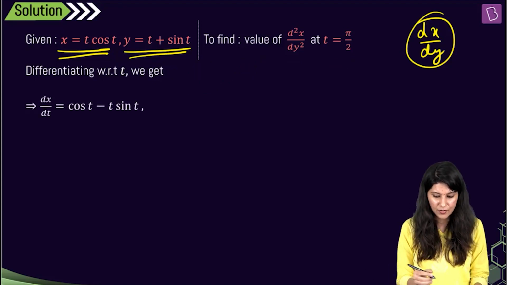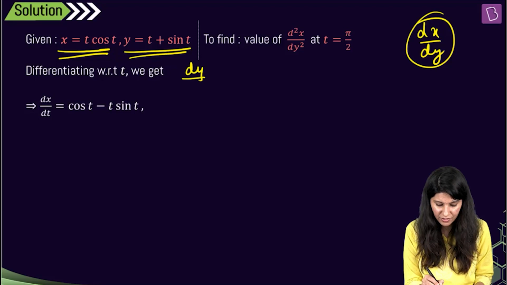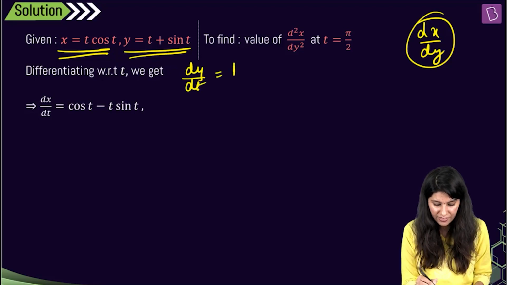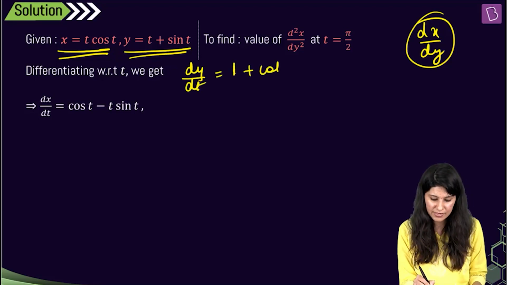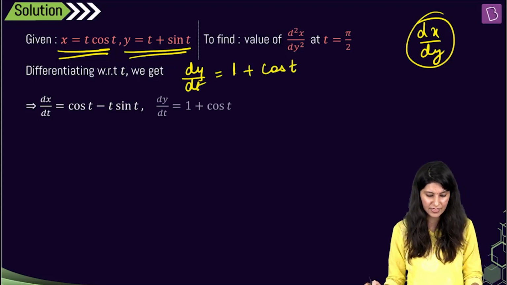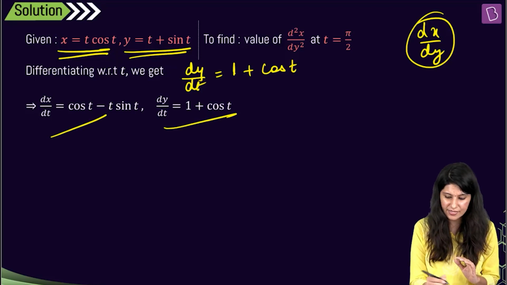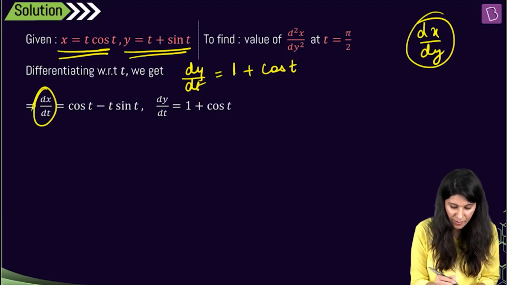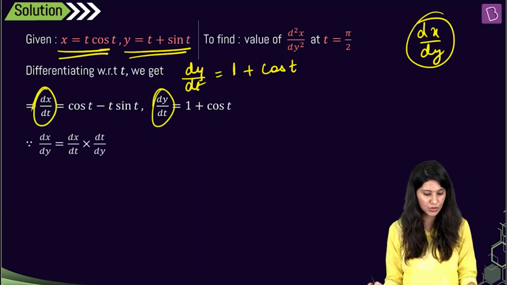What about dy by dt? Let's differentiate it over here. So t, derivative of t is 1, plus cos t. Simple. 1 plus cos t is dy by dt. If you divide dx by dt by dy by dt, then what do you get?